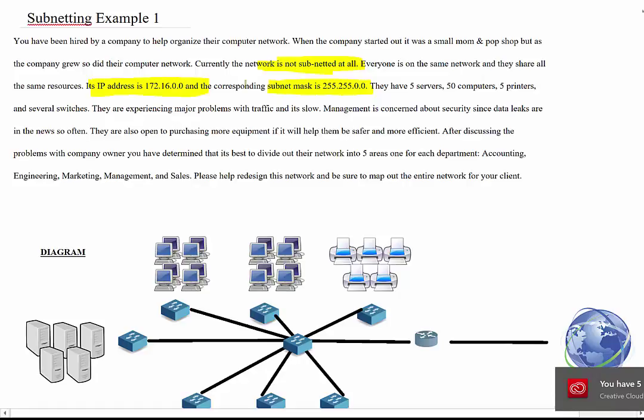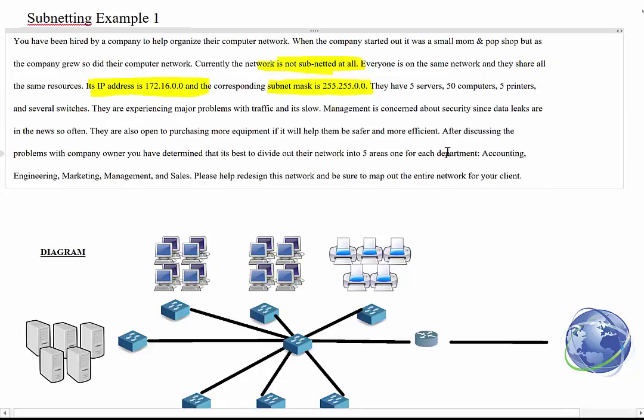They have 5 servers, 50 computers, 5 printers, several switches. It sounds like that's important, but actually it is not. For this specific problem, we really don't need to know all of this extra information. They're experiencing major problems with traffic and it's slow. I mean, that's important, but again, for this specific problem right now, all we are being asked to do is subnet out this network. So it's not pertinent as of this moment.